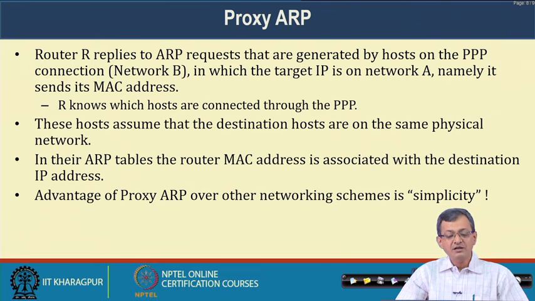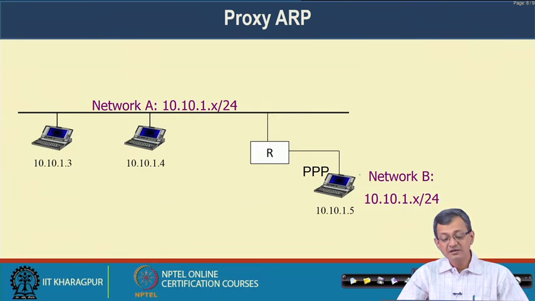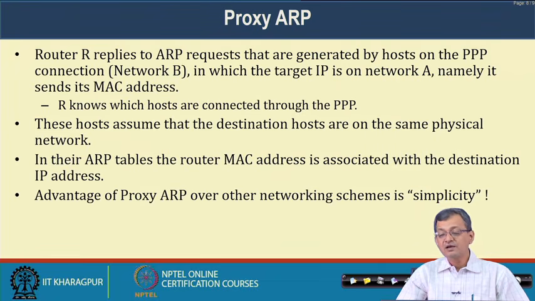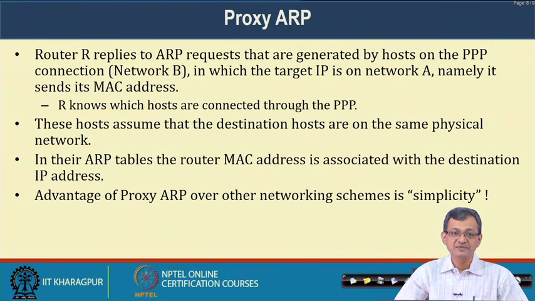So, router R replies to ARP requests that are generated by the host on the PPP network, that is the network B, in which the target IP is on the network A, namely it sends the MAC address. R knows which hosts are connected through PPP and so forth. So, these hosts assume that the destination host is on the same physical network. In their ARP tables, the router MAC address is associated with the destination IP address.